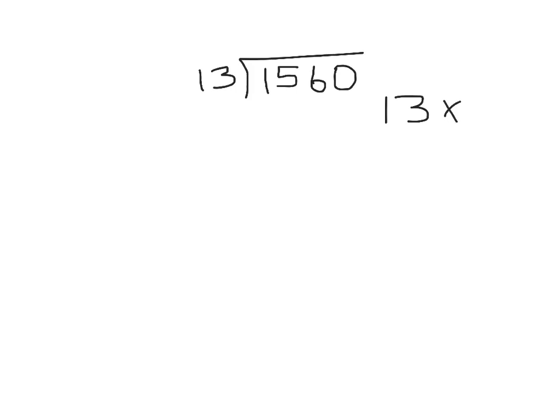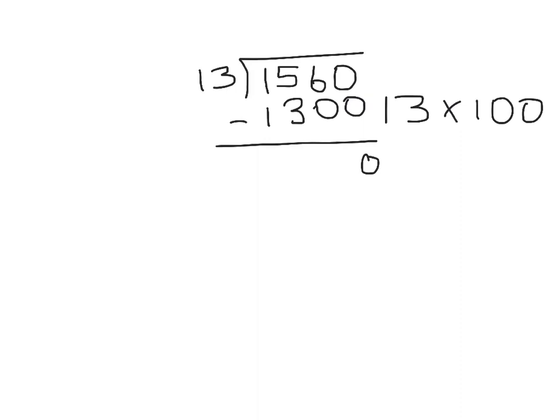13 times 100. 13 times 100 is 1,300. Oh my goodness, I've gotten rid of a lot. I'm just going to subtract 1,300 from 1,560. And I'm left with 260. Well, I know that 13 times 10. I'm wondering if I did 13 times 20. You know what? I'm just going to stick with 13 times 10 for now.